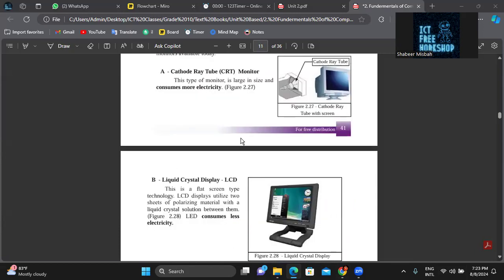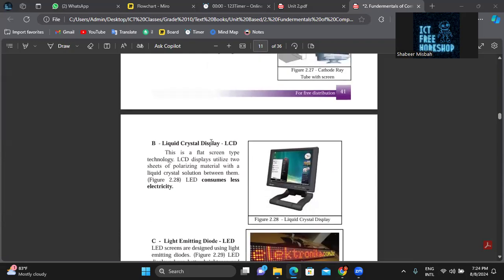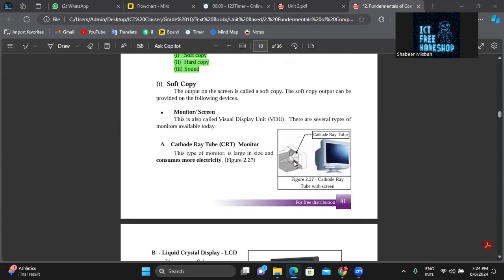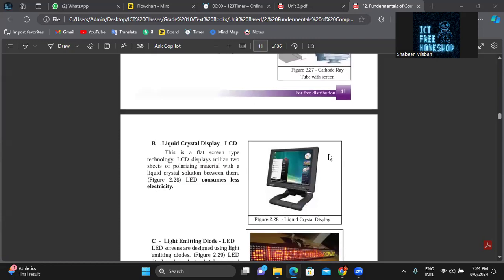With the increase of technology day by day, LCD monitors were found out. LCD means liquid crystal display monitors. LCD monitors comparatively consume less electricity than cathode ray tube monitors. They had a flat screen, not like the cathode ray tube. You can see in the image as well. You can see how thick this is and how thin this one is.